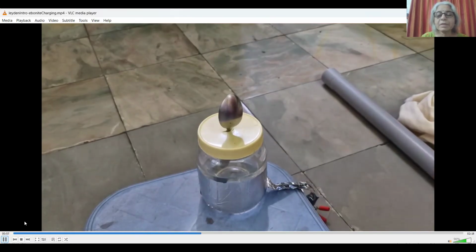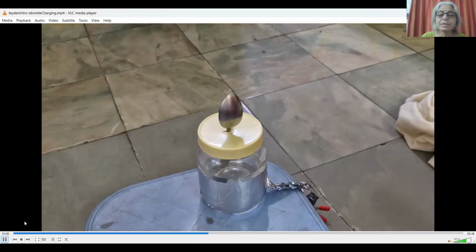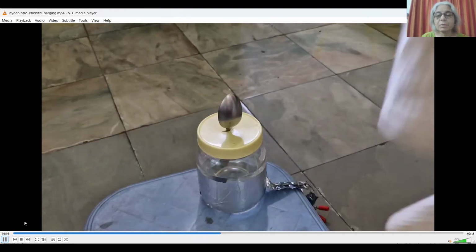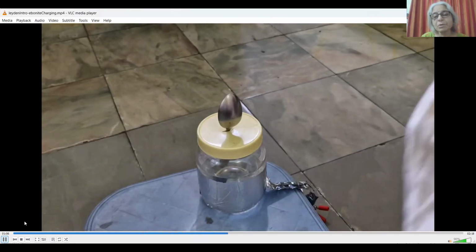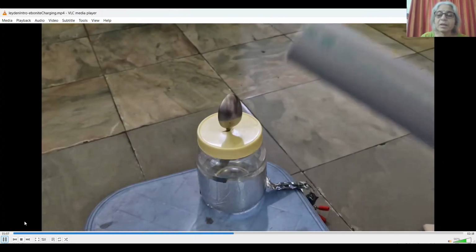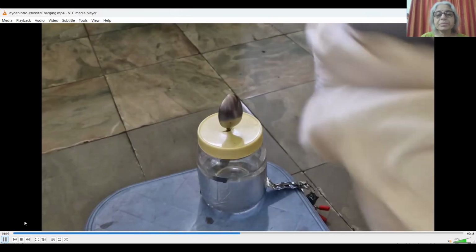Okay, so one charge will stay on the inner surface of the aluminum foil. The outer surface, the charges will flow away. Either electrons flow to the ground or electrons come through the ground.